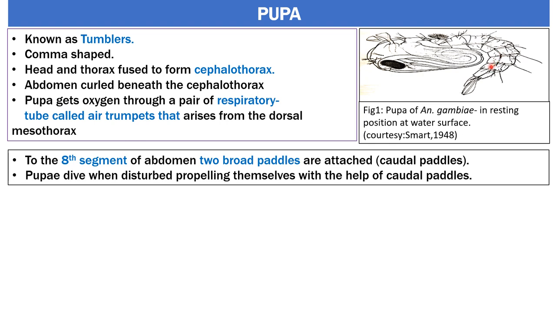Pupa gets oxygen through a pair of respiratory tubes called the air trumpet. Here, this is the air trumpet that arises from the dorsal mesothorax of the cephalothoracic part. To the 8th abdominal segment of the abdomen, 2 broad paddles are attached, which are called caudal paddles, that help in swimming. Pupae dive when disturbed, propelling themselves with the help of caudal paddles.